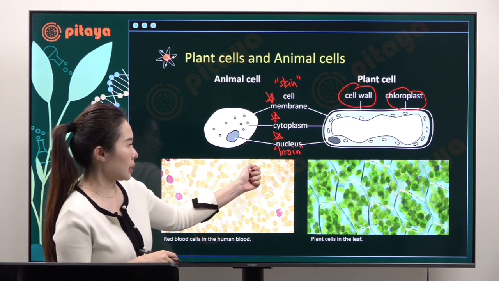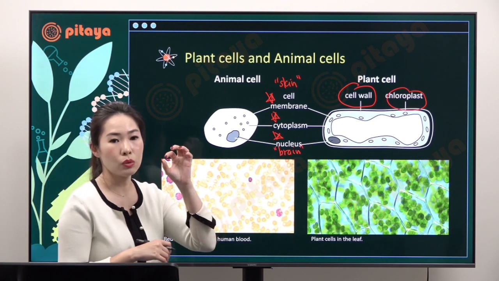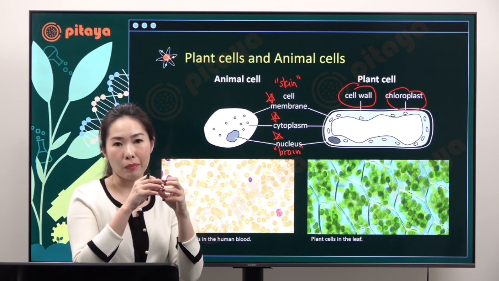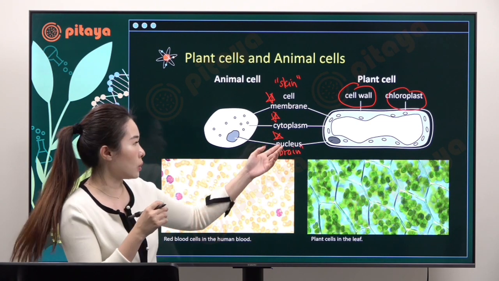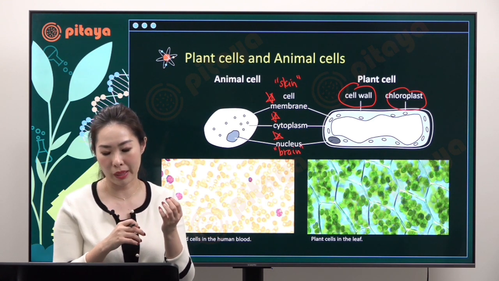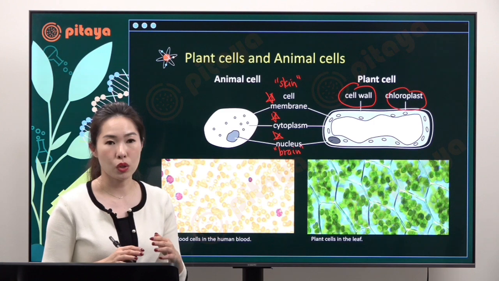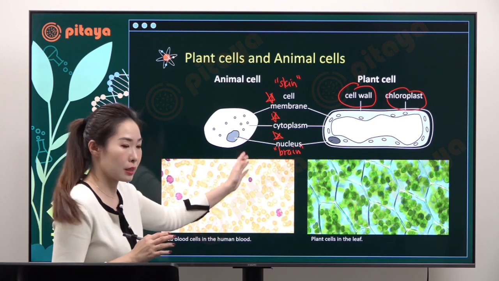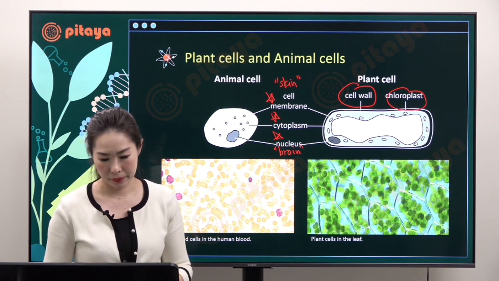Besides that, some plant cells have chloroplasts, and chloroplasts are little green compartments in the cell that contain a green substance, similar to the name chloroplast. It contains chlorophyll that is able to trap light from the sun and make food. So from here, it is important to know some similarities and differences between a plant cell and an animal cell.